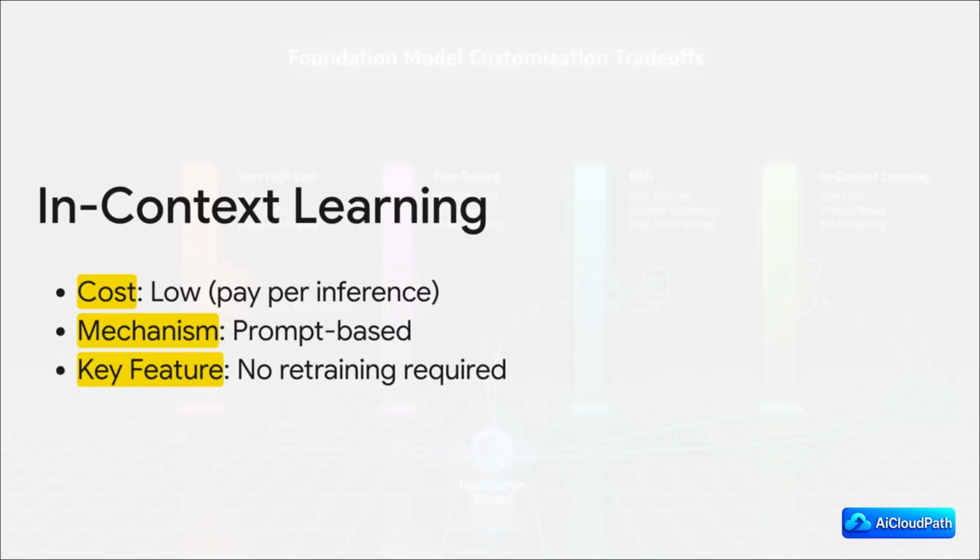The beauty here is its pure simplicity and low cost. You're not paying to retrain anything. You only pay for what's called inference, which is basically just the cost of the AI's thinking time to generate a response to your prompt. That's it. This makes it incredibly flexible and perfect for rapid experiments.